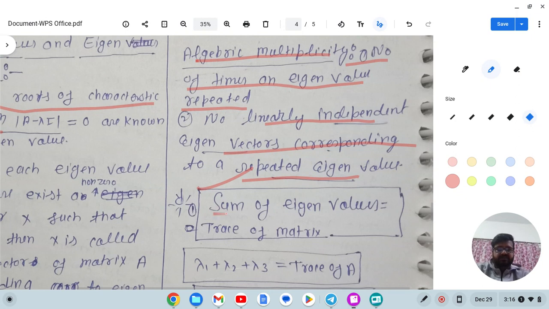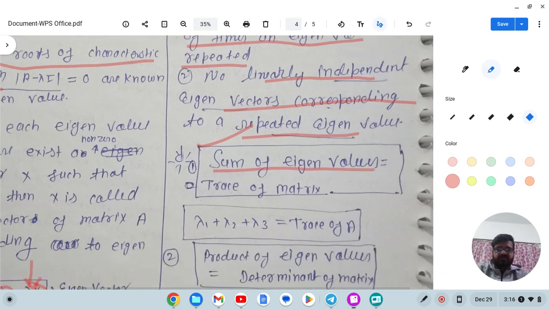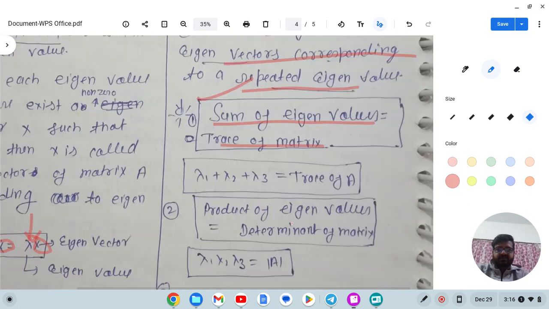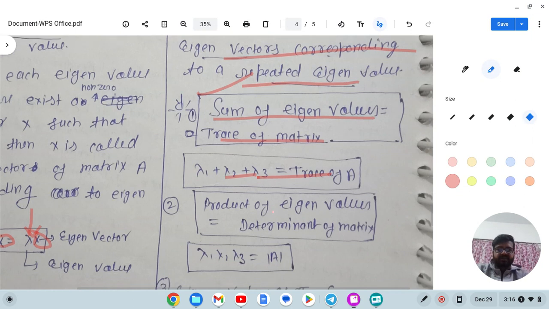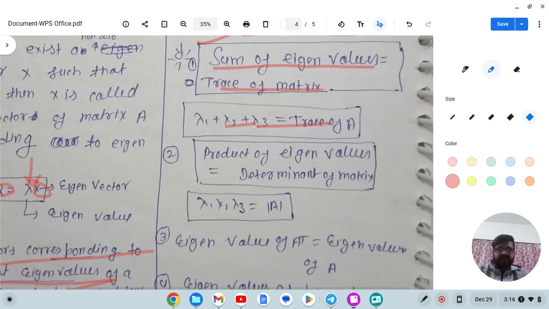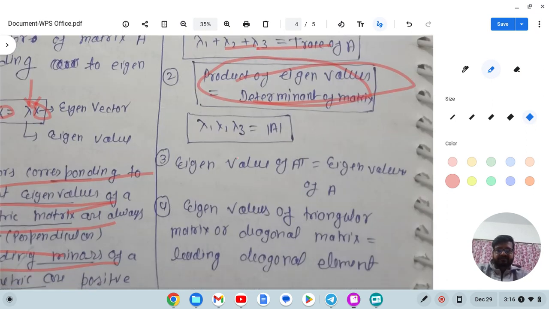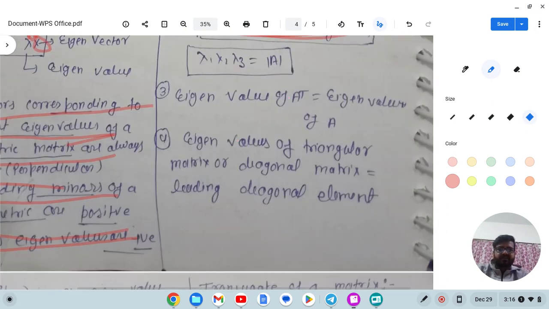And what is this? The sum of eigenvalues is equal to the trace of the matrix. Suppose eigenvalues are lambda 1, lambda 2, lambda 3, then their sum equals the trace of the matrix. The product of eigenvalues is equal to the determinant of the matrix. This is a very, very important point. The eigenvalues of transpose of A are the same as eigenvalues of A. All these points are very important.